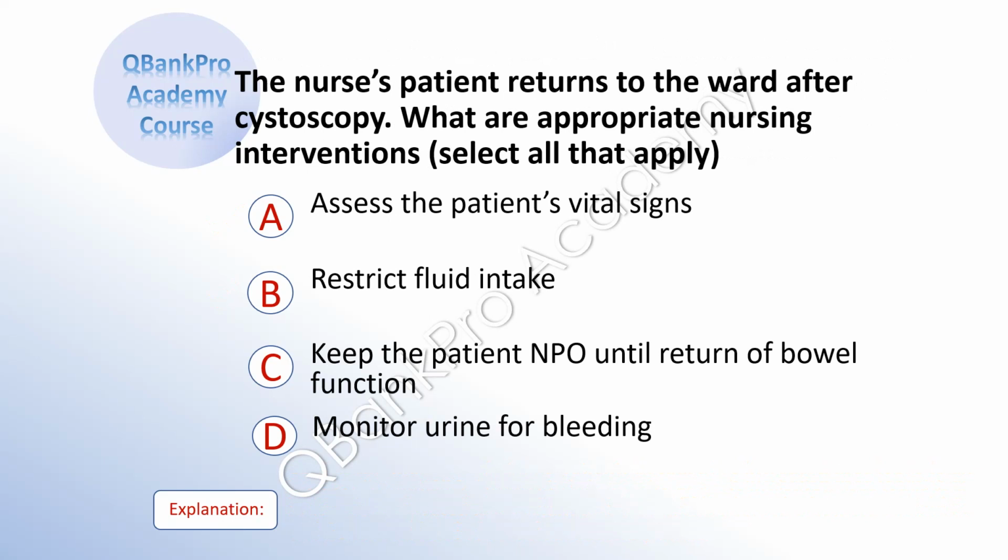The nurse's patient returns to the ward after cystoscopy. What are the appropriate nursing interventions? Select all that apply. A. Assess the patient's vital signs. B. Restrict fluid intake. C. Keep the patient NPO until return of bowel function. D. Monitor urine for bleeding.